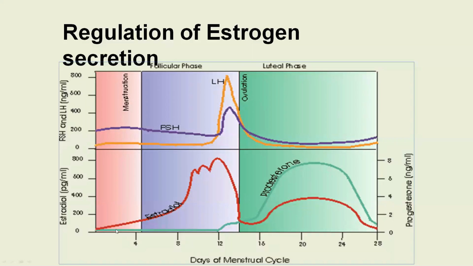In this image, the reproductive cycle in a woman lasts about 28 days, from 1 to 28. The menstrual cycle lasts from 1 to 5 days. Then the pre-ovulatory or follicular phase lasts from 6 to 13 days. Then we have the post-ovulatory or luteal phase, which lasts from 14 to 28 days.